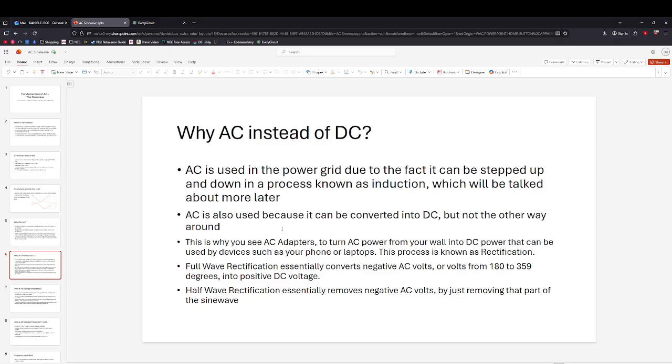Now, there's a couple different ways of rectifying. The two important ones for us are full wave and half wave. As I explained here, full wave rectification converts the negative AC volts, which is why I brought it up earlier, how you can think of volts from degrees 180 to 360 as being negative. So it turns what would be negative voltage into positive voltage, essentially. It just removes that negative sign from the front of it. And then half wave, instead of converting that negative voltage into positive voltage, just gets rid of it completely. We go over this a little more later in the presentation.